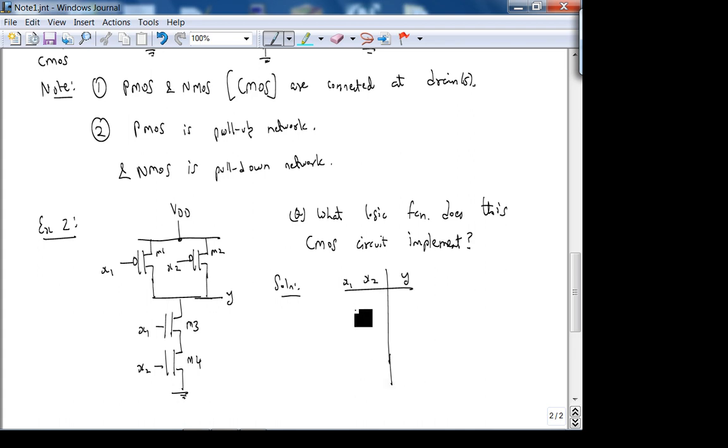So there are four possible combinations. X1, X2, or 0, 0, 0, 1, 1, 0, 1, 1. Yes? So let's identify, what's the first step? Identify the source and the drain. And where is the source and the drain terminal of each transistor? So for the PMOS, where's the source terminal? VDD is a source terminal, right? So there's a current flowing here. There is also a current flowing here.